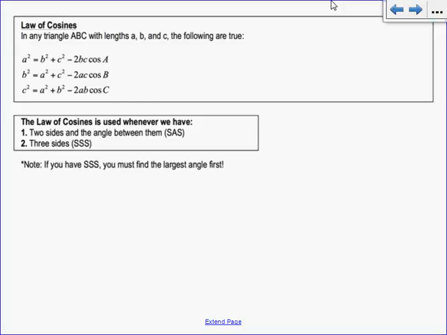I remember 80 plus. All right, so the only thing that's weird about law of cosines is if you have side side side, you have to find the largest angle first. So if you have 8, 10, 14, like we just had, you have to do the 14 squared first before you begin.